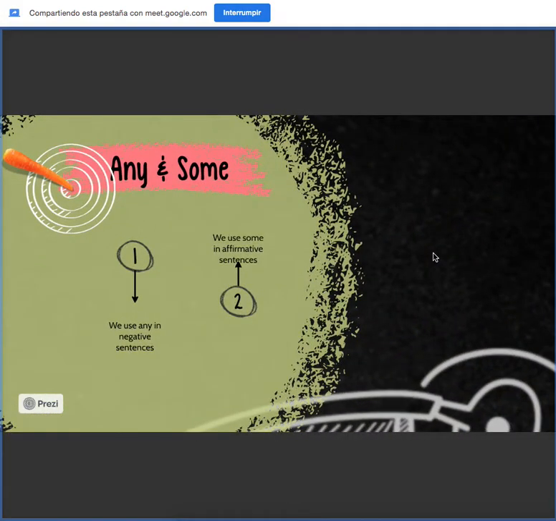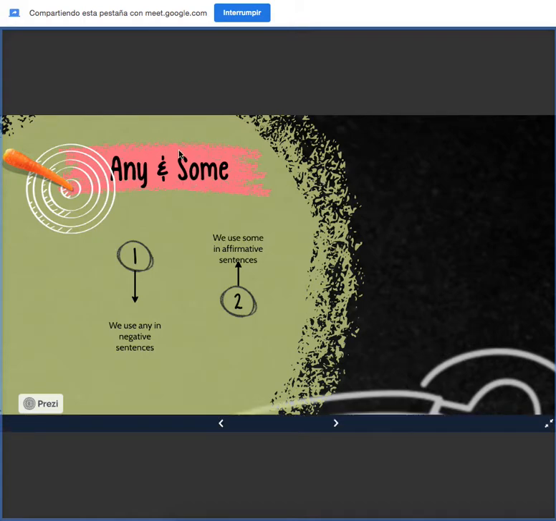And now I am going to give you the introduction here of any and some. We use any with negative sentences and we use some in affirmative sentences. So you are going to use any when you don't have any. So I don't have any carrots. I have some apples. Tengo algunas manzanas. Cuando no tienes, pero les voy a explicar esto un poquito mejor.